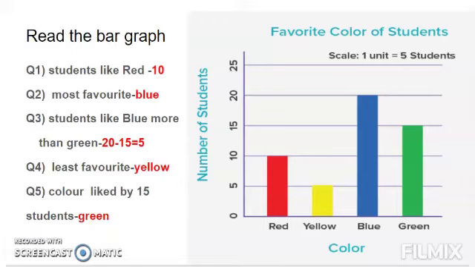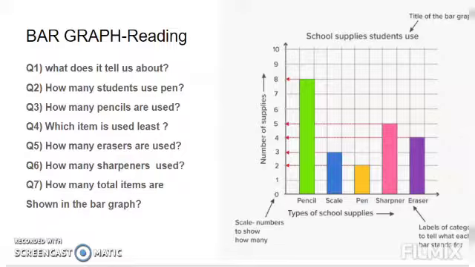Let us see one more example which shows some different data with the same colors, but what is it showing? Let us see. It is showing us the pencil, scale, pen, sharpener, eraser. So these are the school supplies, and how many school supplies are used are shown on the y-axis. So let us read the question and try to answer. What does it tell us about? This bar graph is telling us about the school supplies used.